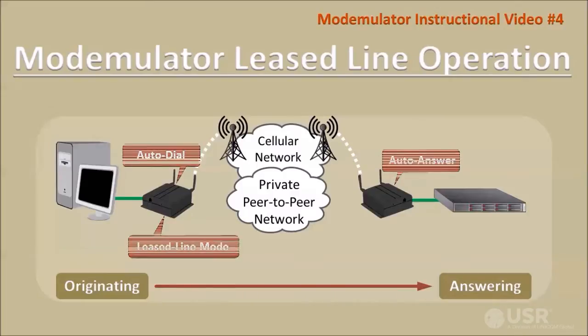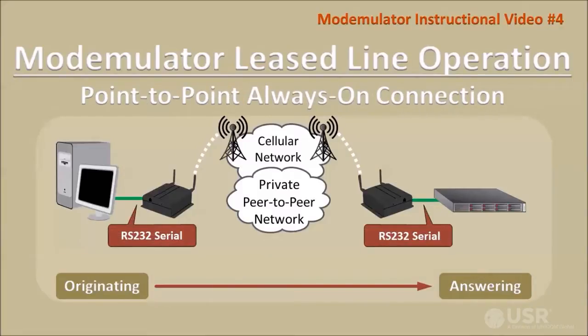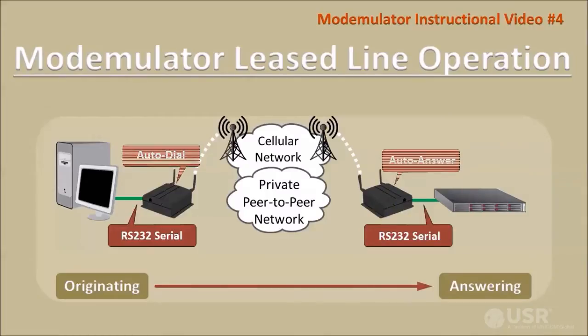The system provides an always-on point-to-point connection between the serial applications. When either end of the connection fails due to a power outage or a network disruption, once the outage is restored, the modemulators automatically reconnect and resume operation.